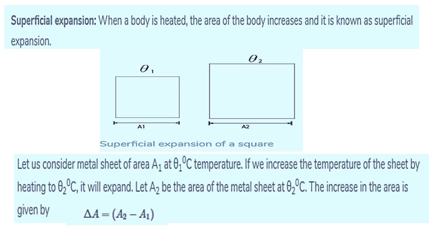On a similar basis, superficial expansion. When a body is heated, the area of the body increases, and it is known as superficial expansion. As shown in the diagram, there is an area A1 at any temperature θ1, and now the temperature is increased to θ2, and the area after expansion is A2. So the change in area will be A2 minus A1.